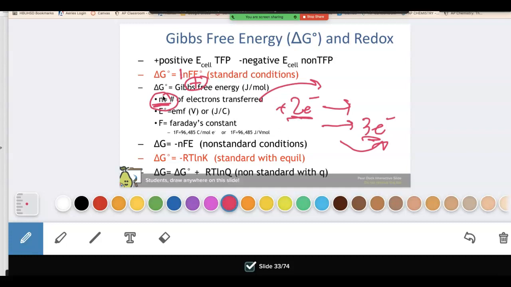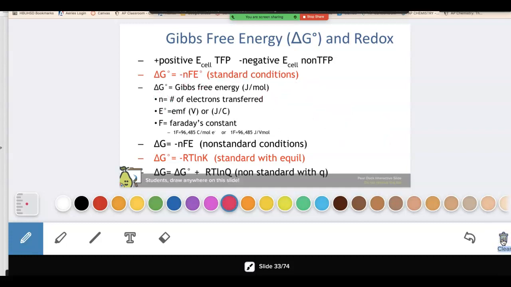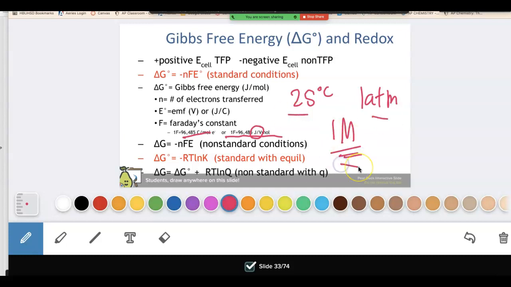F is Faraday's constant, 96485 coulombs per mole of electrons, or you can also call it joule per volt mole, and we'll talk more about this later. Okay. They don't give you this anymore. If you don't see the circles, it just means not standard. So let's review what standard is. 25 Celsius, standard conditions, 1 atmosphere. And solutions are now 1 molar.